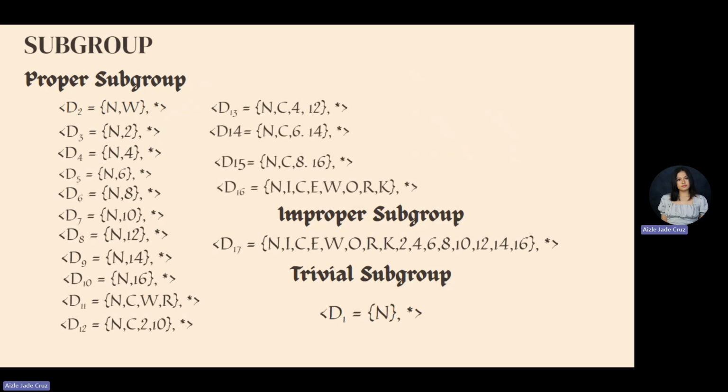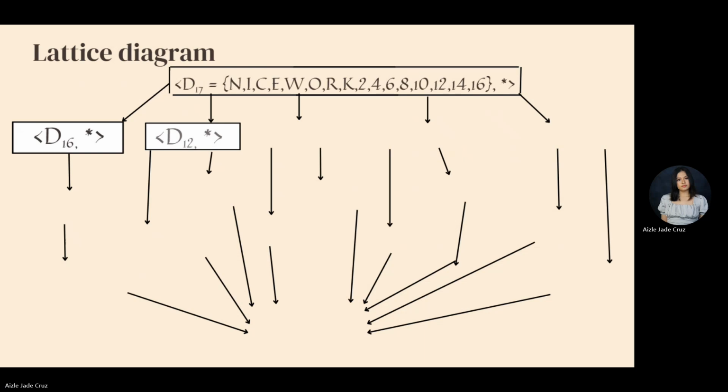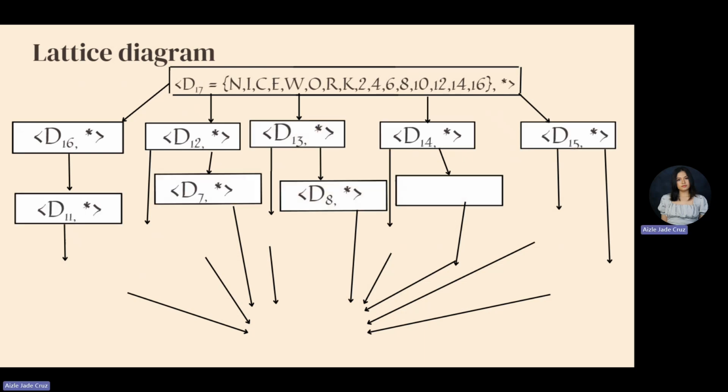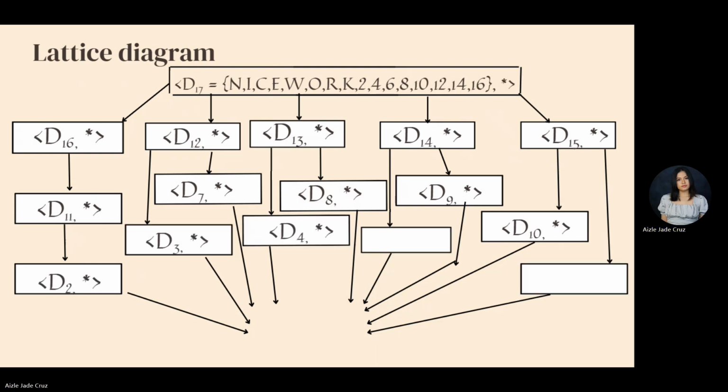Then the trivial subgroup. So this is the lattice diagram. The one at the top is the improper subgroup. Then those in the middle are the proper subgroups. Then the one at the end is the trivial subgroup.